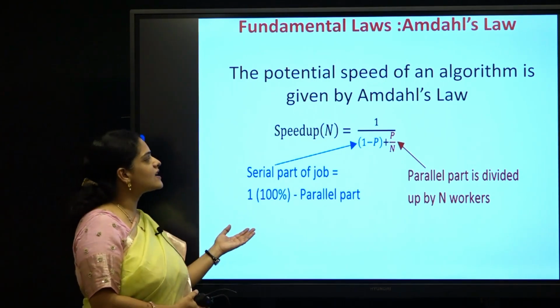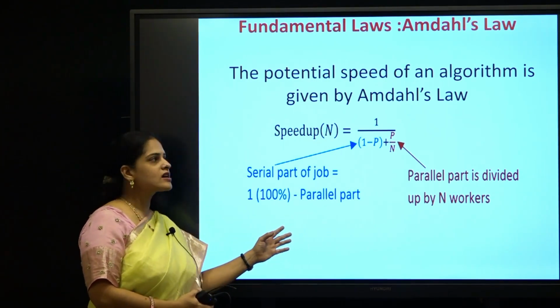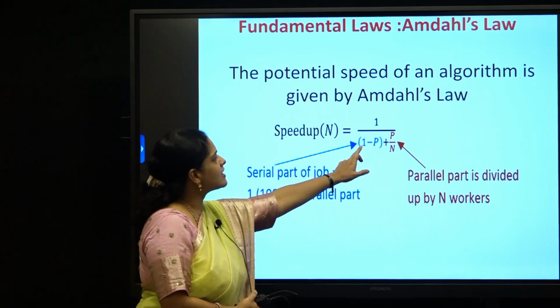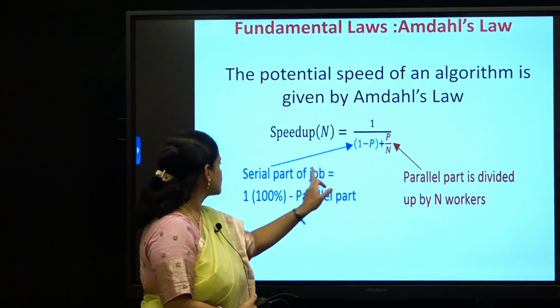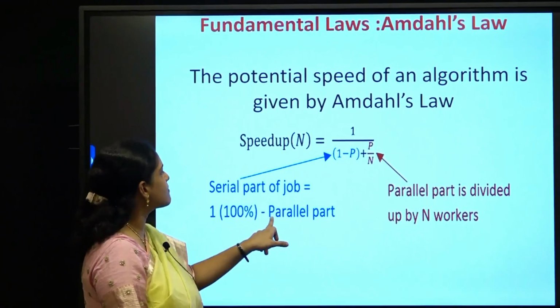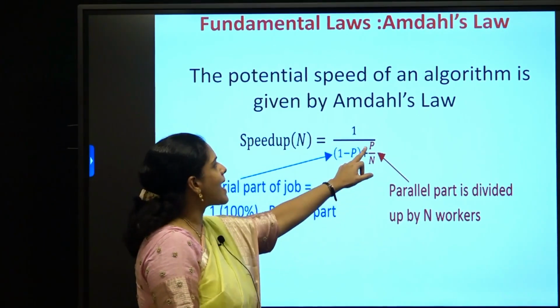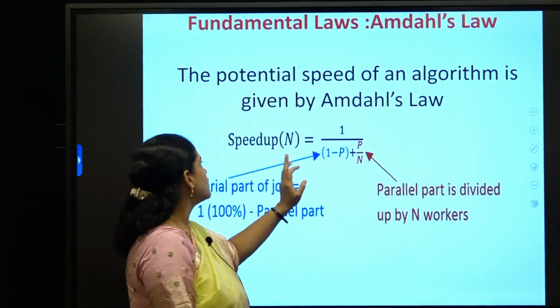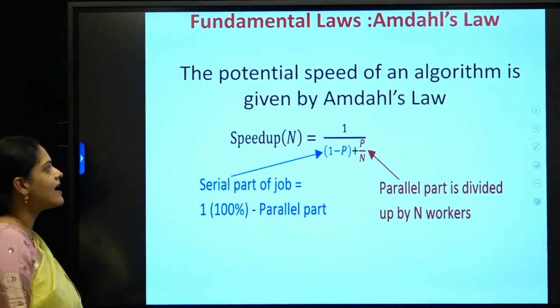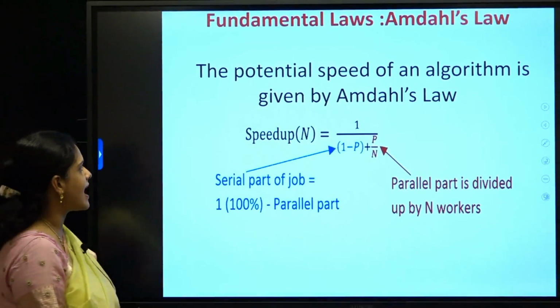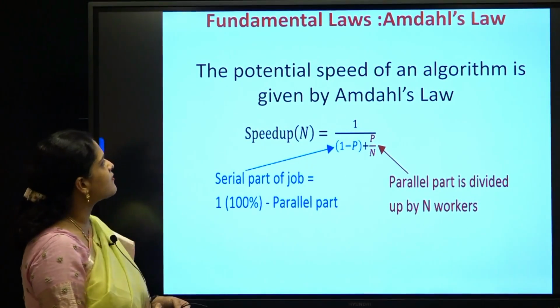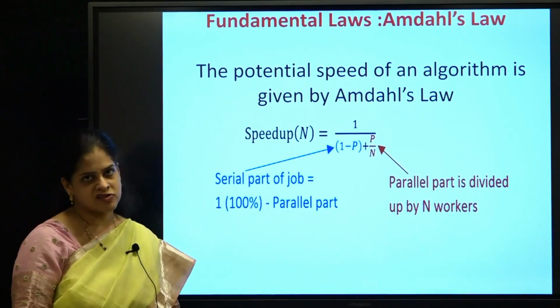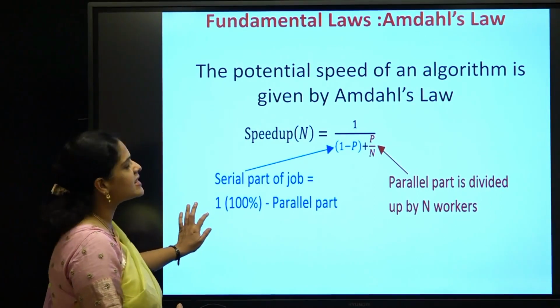So if you consider s plus p as your total work, the serial part can be represented as 1 minus p. The serial part of a job is equal to 1 minus the parallel part, plus the parallel part, which is shared among n processors, so p divided by n. So the total speedup that can be achieved is 1 divided by (1 minus p plus p by n). This is the potential speedup of an algorithm given by Amdahl's law. This is a fundamental law.